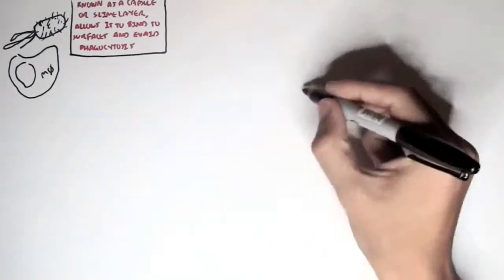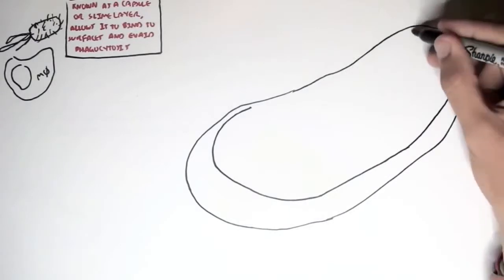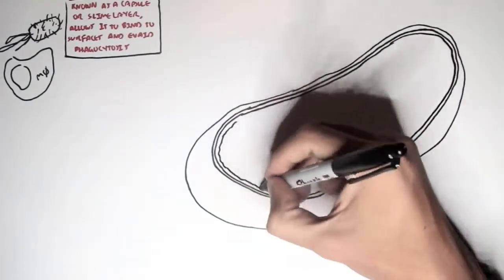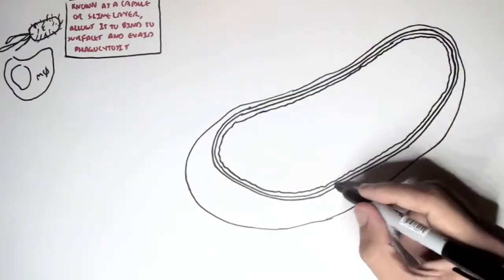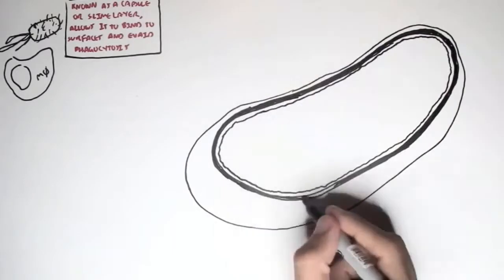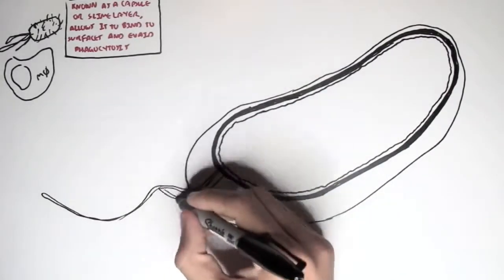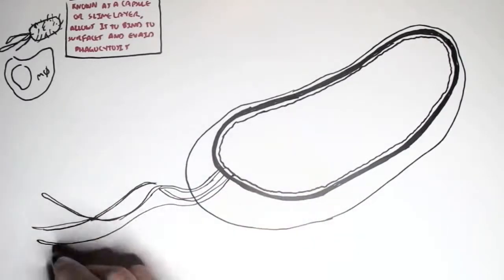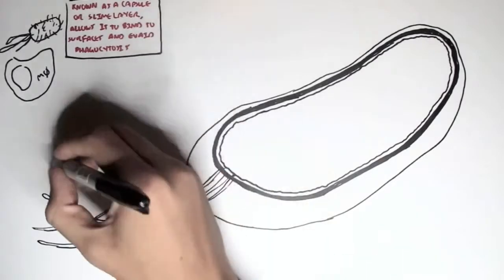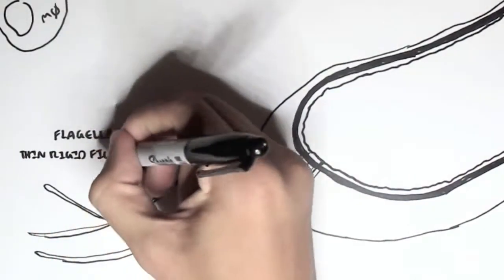So what other structures does a bacteria have? Here I'm drawing a rod-shaped bacteria. It can be any type of rod-shaped bacteria. And now let's learn about part of its anatomy. Some bacteria have what's known as flagella, which are thin, rigid filaments, and these allow for bacterial movement. Flagella are essentially made up of proteins, and these proteins can propel the bacteria forward or move it around.